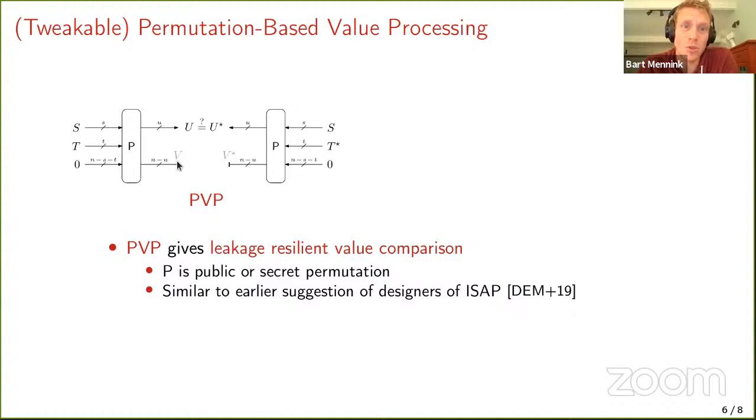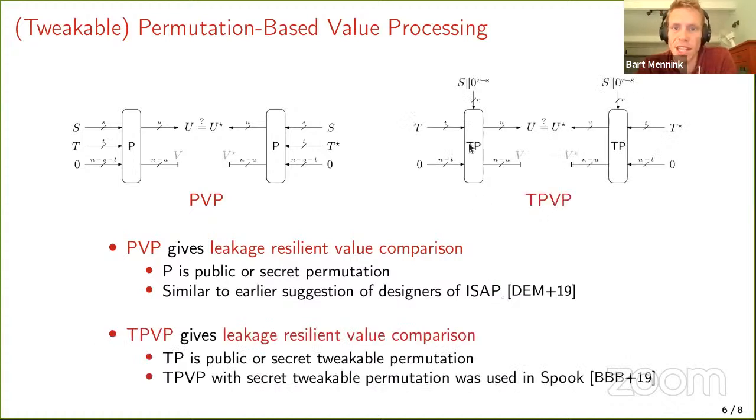And as a matter of fact, this way of tag comparison or value comparison was already suggested by the designers of ISAP, one of the NIST lightweight crypto candidates. An alternative is that you take a tweakable permutation, or typically a tweakable block cipher like Skinny, where the tag or the target value goes through the data path and the salt goes in via the tweak. And then the idea is the same. And this approach was used by Spook, which was also a NIST lightweight crypto competition candidate.